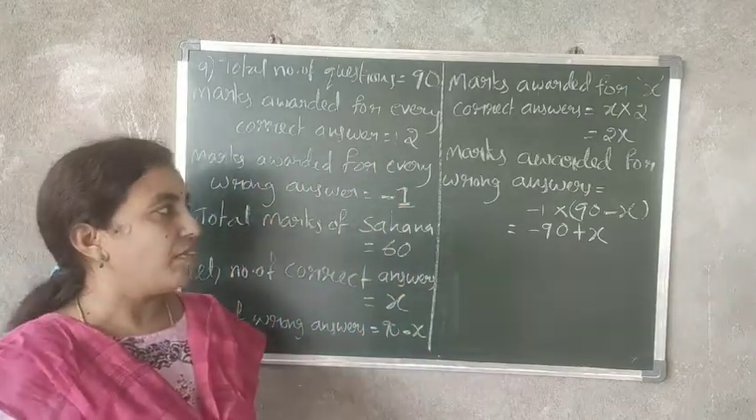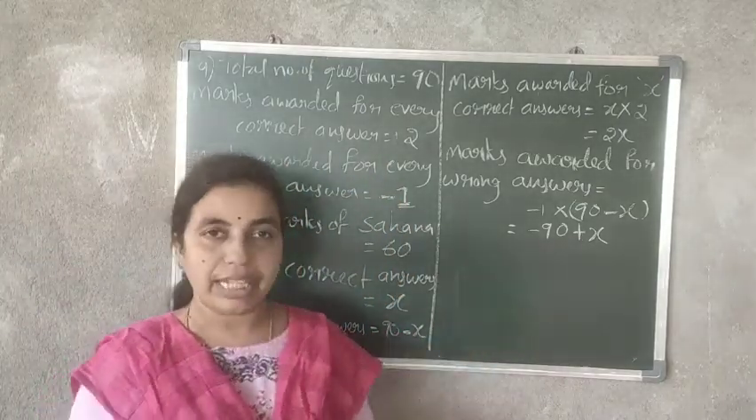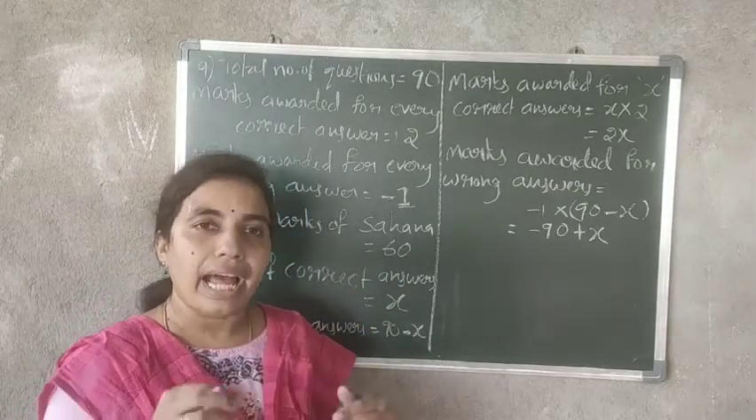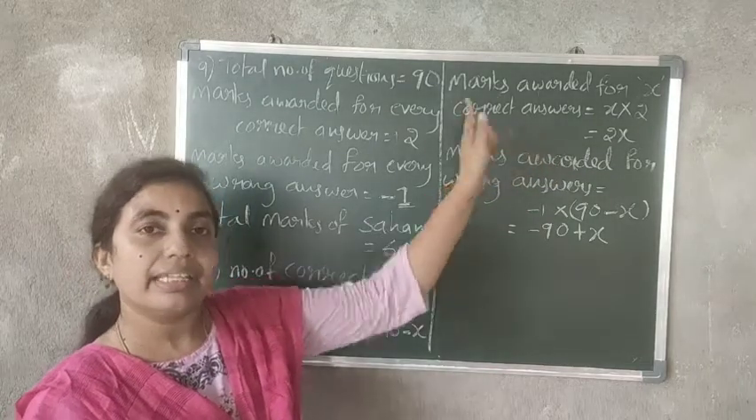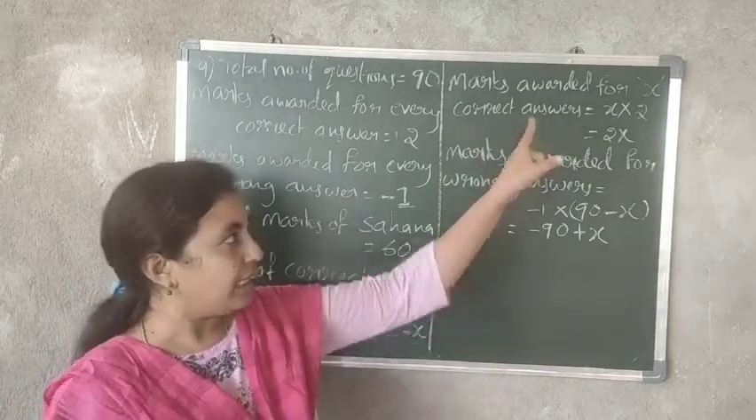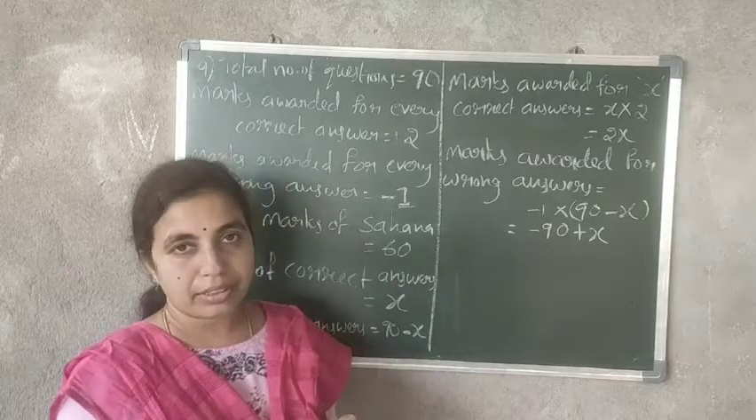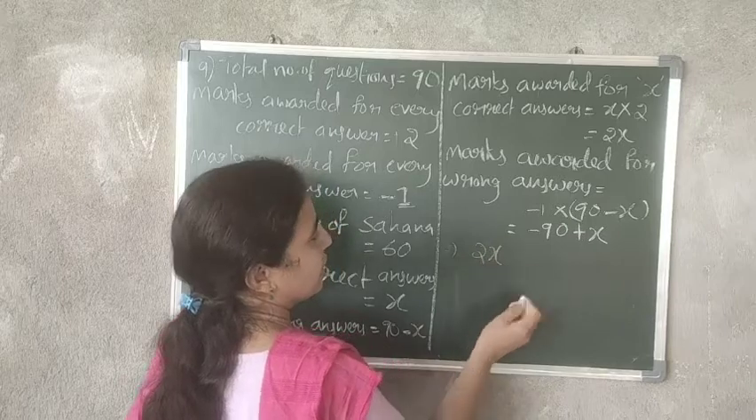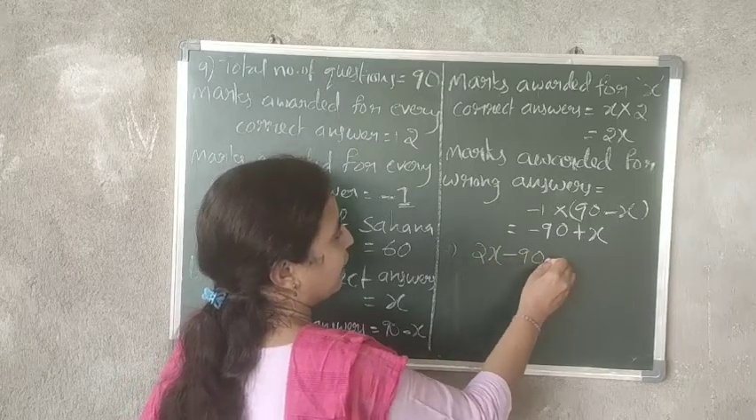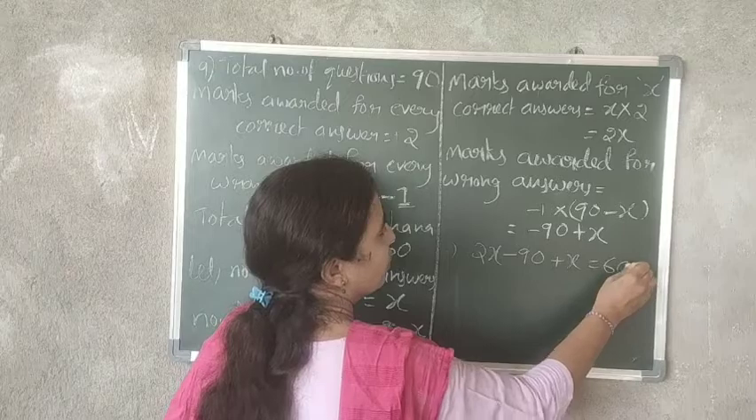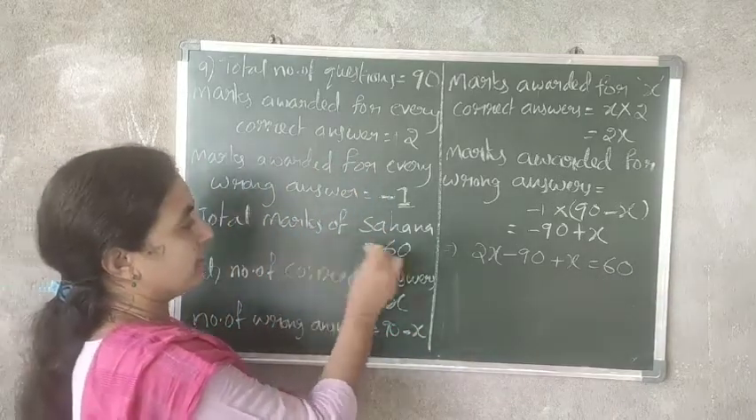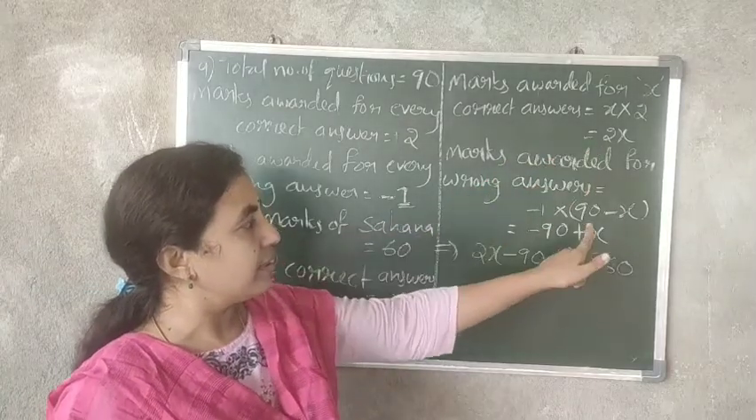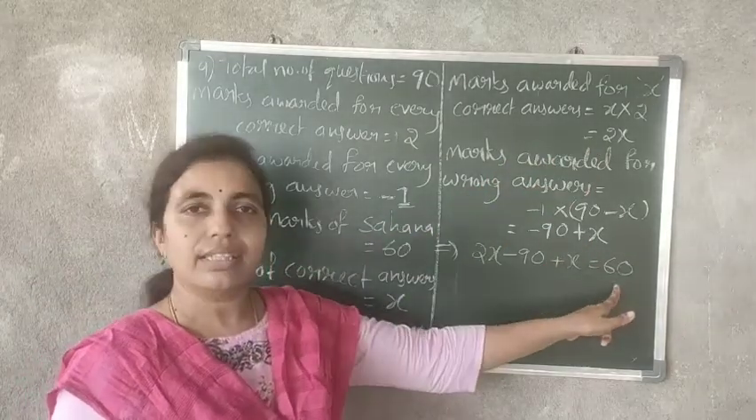So how many marks did you get for the wrong answers? Minus 90 plus x. Total marks is given as 60. How will you get total marks? By adding correct answer marks and wrong answer marks. When you add these two, then only you will get total marks. It implies 2x minus 90 plus x is equal to 60. Because by adding correct answers and wrong answers, you will get total marks as 60.